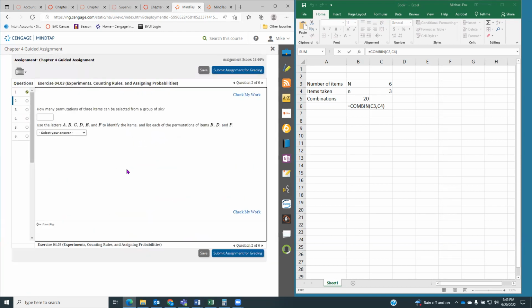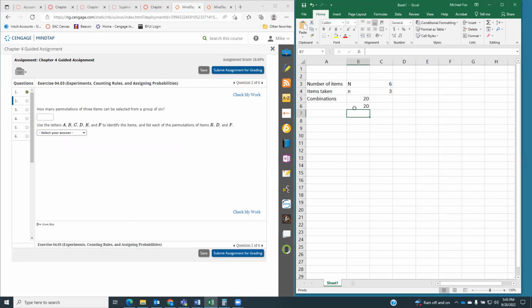Okay, so again, there's a whole formula for permutations in the textbook, which is just the factorial of big N divided by the factorial of big N minus little n. So it's actually a little bit easier. So I'll show you. This is how many permutations of 3 items can be selected from a group of 6. So we'll do permutations. We have the same numbers here, 6 and 3.